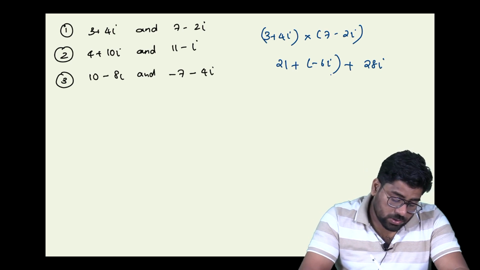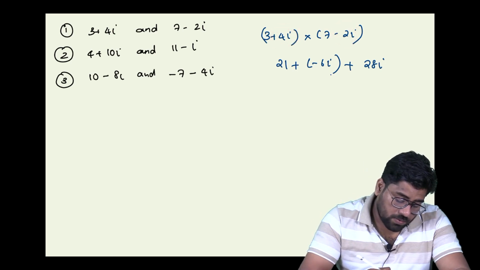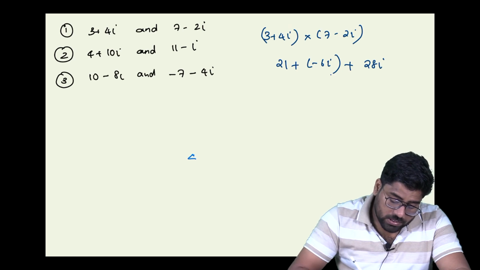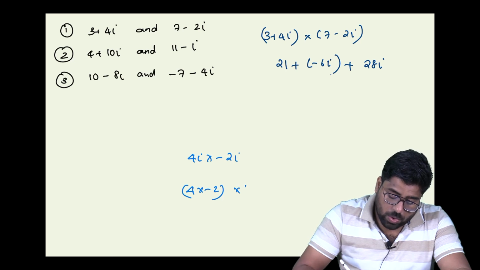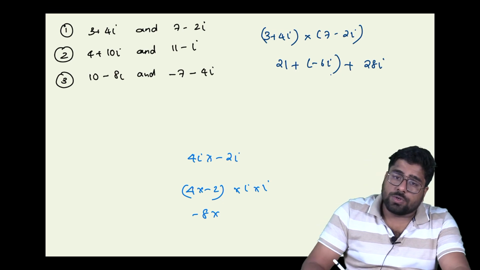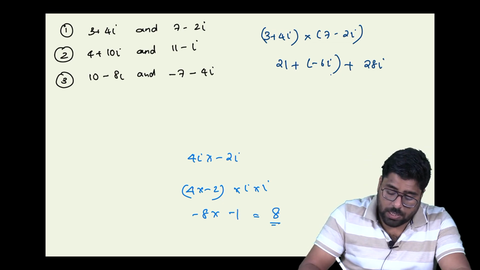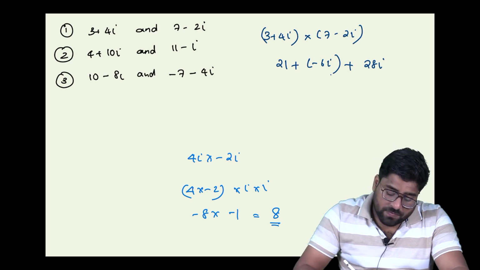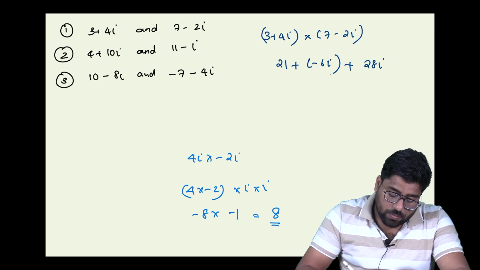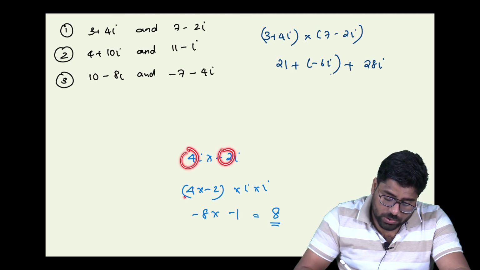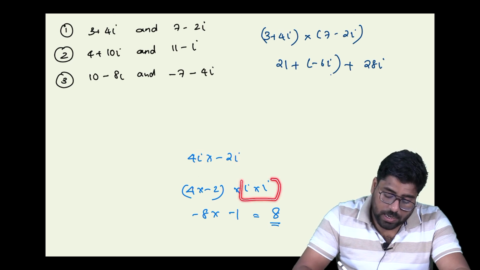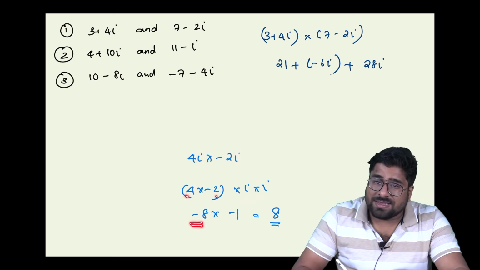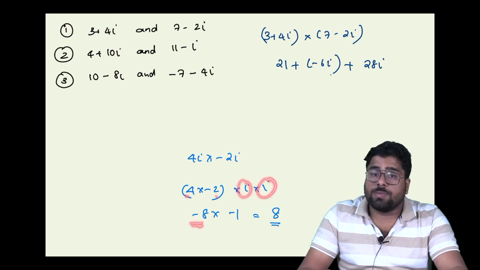And the last term is going to be plus 4i into minus 2i. Very important thing, please check it out. Plus 4i into minus 2i is going to become 4 into minus 2 into i into i. 4 into minus 2 is coming first, which is minus 8, and then I have an i here and another i here, and i into i happens to be i square. So this is going to be minus 8 into i square.